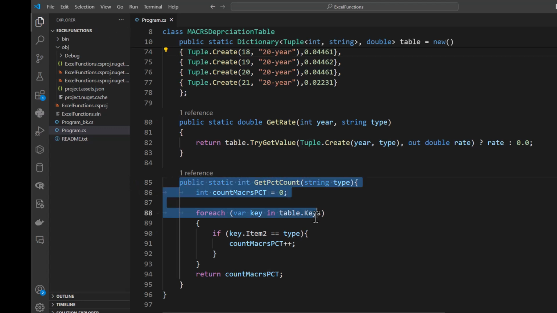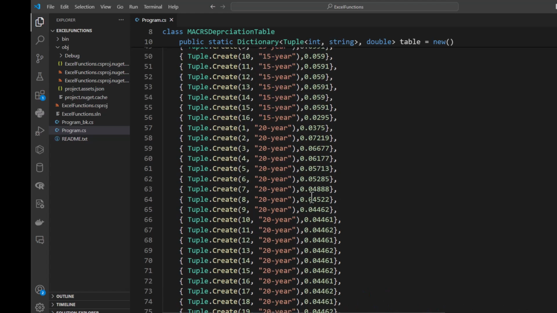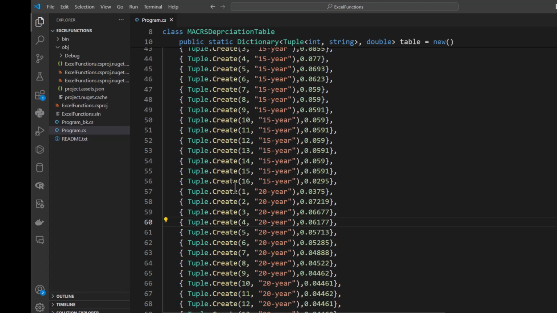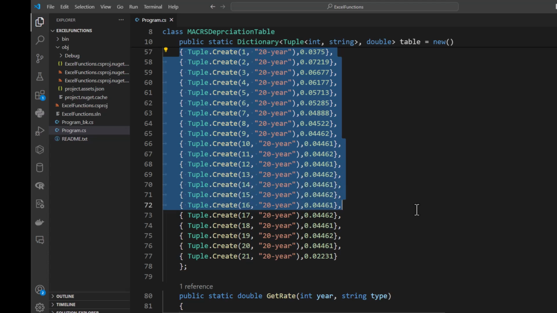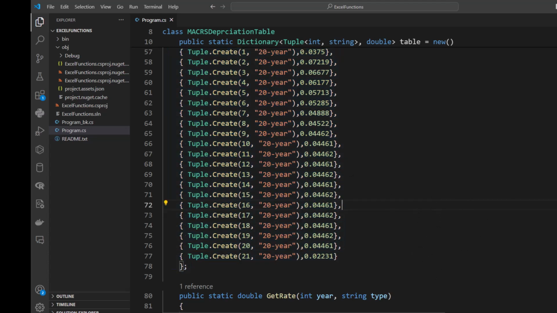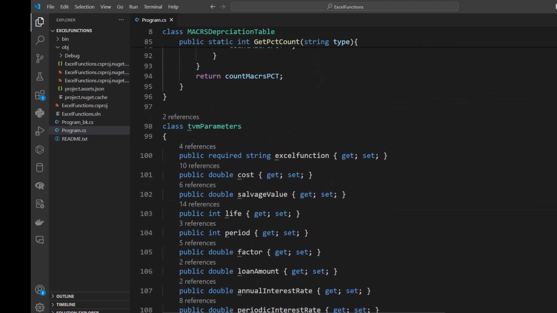The second function here is simply get percentage count, which means I will calculate how many records there are within each classification. So if you look at it here, 15 years, okay, we have 20 years. We have from row 57 through whatever it is here, 77. So that will give me the total so I can create an object later to hold those values in a list format.